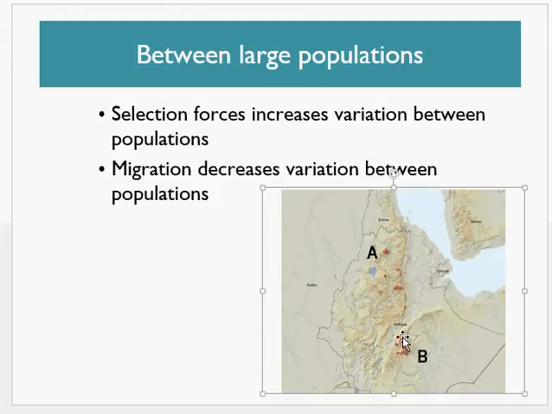So selection increases the difference between populations. It increases the difference in the alleles which are found in population B compared to population A. But migration will act to even out those differences once again.